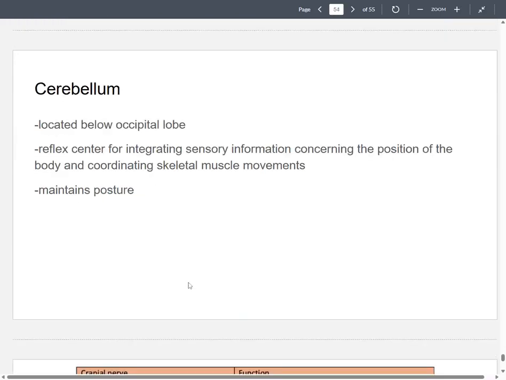And that leads us to the cerebellum. The cerebellum, as I mentioned, is located at the back of the brain. It's located underneath your occipital lobe and is going to be the reflex center for integrating all sorts of sensory information concerning the position of your body and then coordinating all of your skeletal movements to keep you in whatever position you're trying to be in, whether it's walking, running, doing sit-ups, pretending you're a bat and hanging upside down, whatever you may be doing. Your cerebellum is going to be responsible for making sure it happens smoothly, or as smoothly as it can.